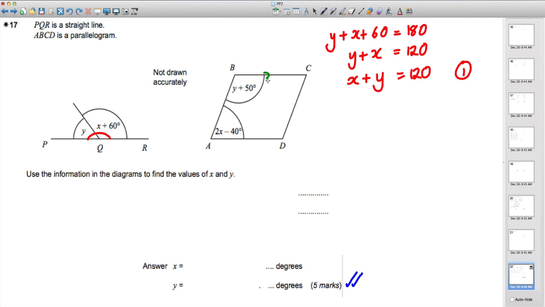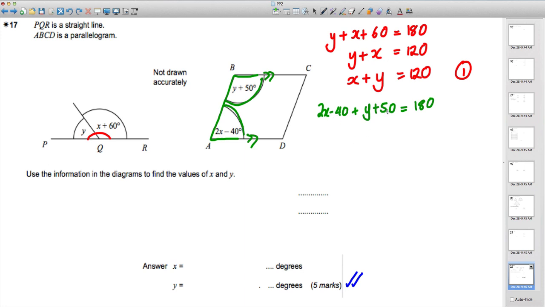If this is a parallelogram, that and that are parallel. Therefore, C angles are in operation and all interior angles add to 180. These two must add to 180. Let's write it down. 2x subtract 40 plus y plus 50 must add up to 180. Let's tidy up just like we did above.